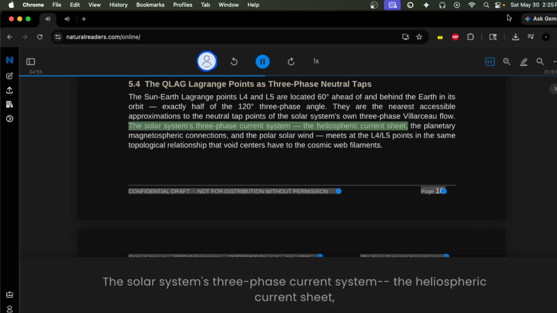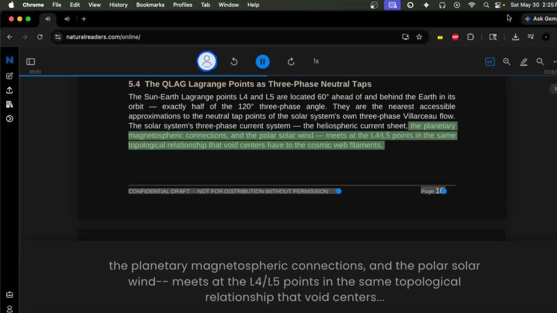The Solar System's three-phase current system, the heliospheric current sheet, the planetary magnetospheric connections, and the polar solar wind, meets at the L4 and L5 points in the same topological relationship that void centers have to the cosmic web filaments.